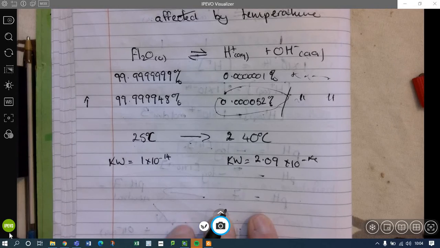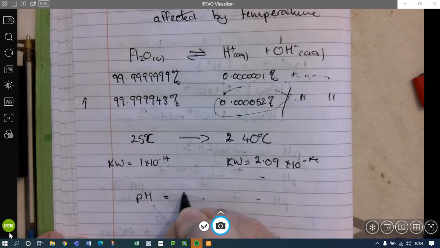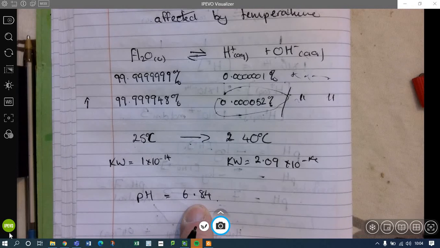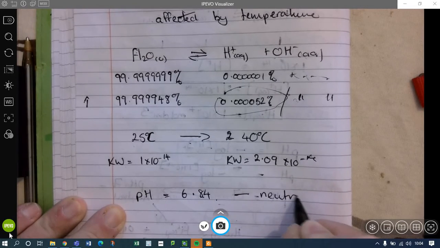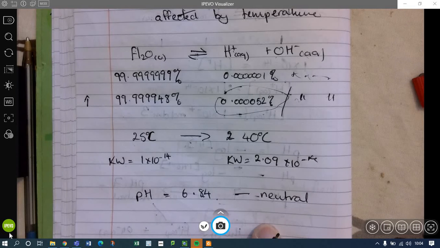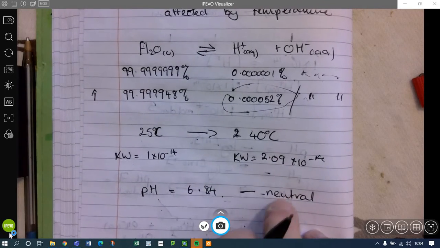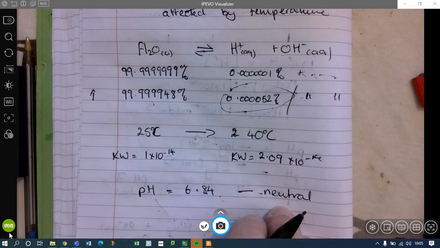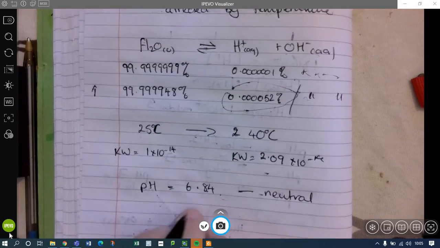If I do the same mathematics with this, what I will find out is that by raising the temperature by 15 degrees, the pH of the solution will change to 6.84 and still be neutral. Okay, so pH 7 is not neutral. Neutral is when you have an equal number of hydrogen ions and hydroxide ions. Good grief. Okay, that is when pH is neutral. That at higher temperature occurs at 6.84.